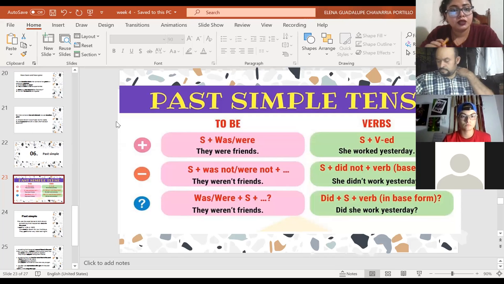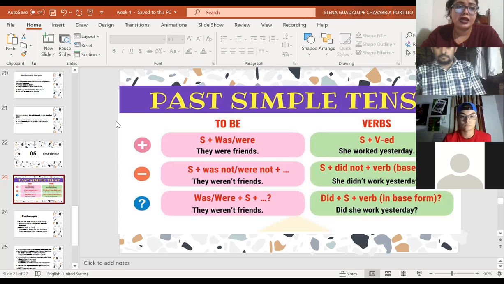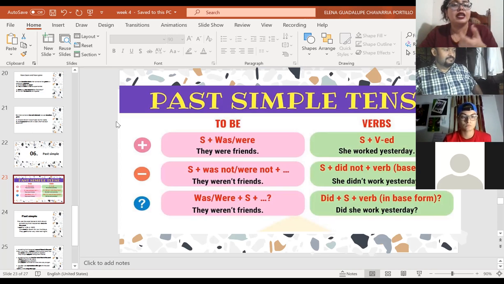Si nosotros tenemos nuestro verbo auxiliar en pasado, nuestro verbo principal no va a cambiar de forma. Tenemos nuestra regla especial, ¿verdad? Para la tercera persona del singular. Pero en este caso no va a cambiar. No le vamos a agregar ES, ni la S, ni IES, ¿verdad? Sino que vamos a dejar nuestro verbo así, porque ya el auxiliar ha cambiado de forma y ese es el que nos está dando la pauta para que nuestro verbo quede de forma regular, normal y en forma base.